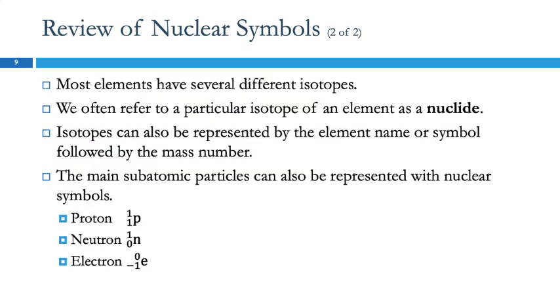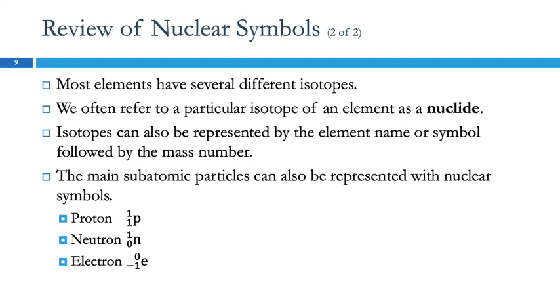Most elements have different isotopes. Some have 2 isotopes, some have 3 or 4, some only have 1, and you don't get any of that information on the periodic table. When we're talking about a particular isotope of an element, we often refer to that as a nuclide. Nuclide is just one kind of isotope.